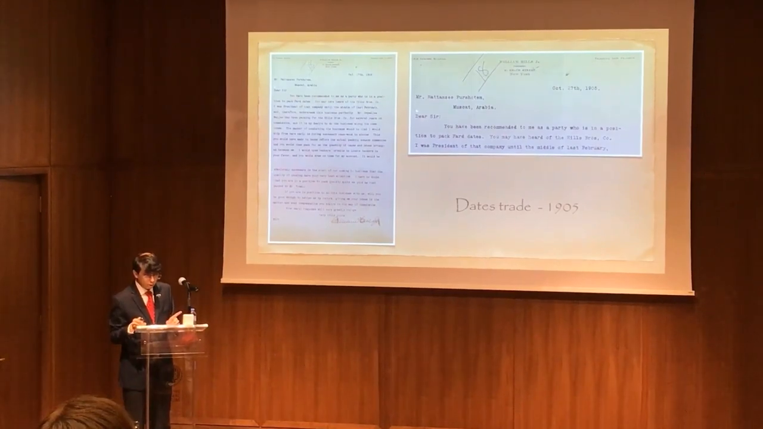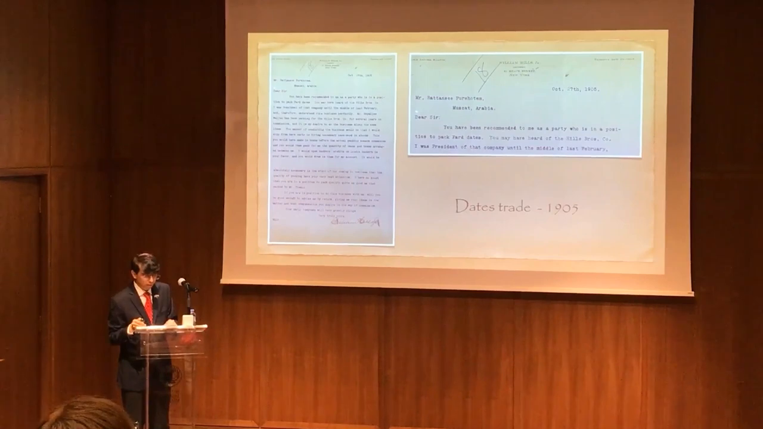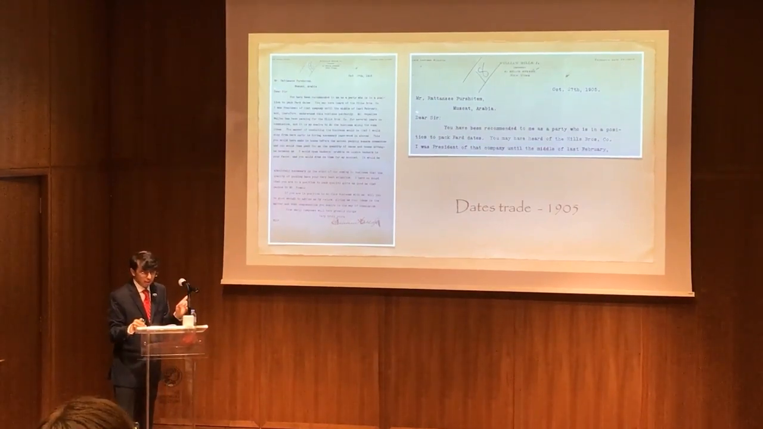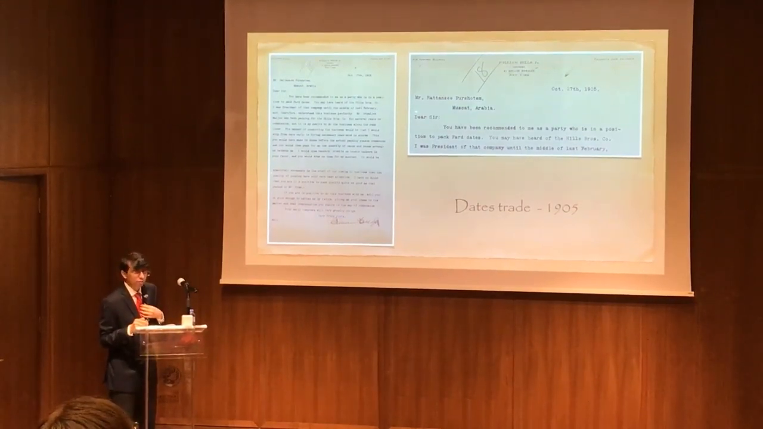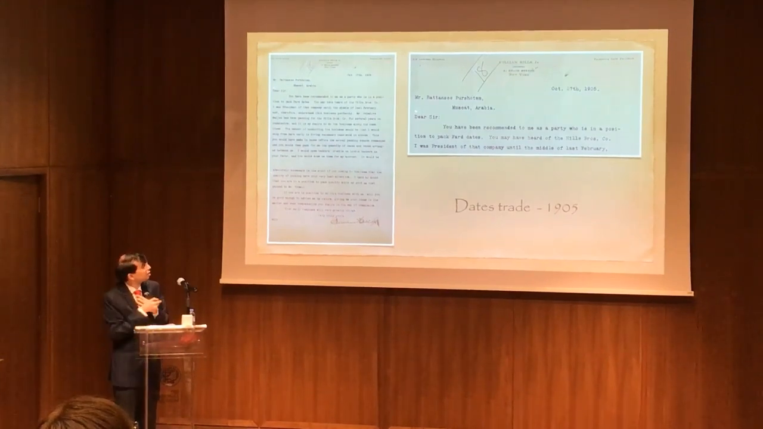This is the initial correspondence from William Hills Jr. to Ratan Singh Purushottam. The first line here says, "You have been recommended to me as a party who is in a position to pack for the dates." This is how the dates trade started for us on this part.